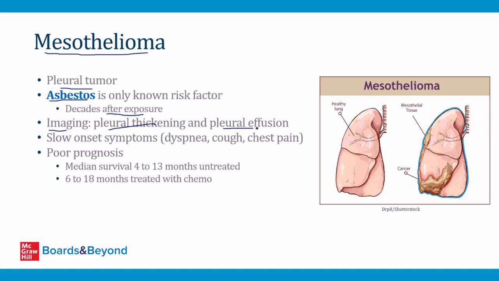a pleural effusion. Patients usually present with a slow onset of symptoms like dyspnea, cough, and chest pain. These are all related to thickening of the pleura and pleural effusions developing. And overall, mesothelioma has a very poor prognosis. The median survival is 4 to 13 months if it's untreated, but even with treatment, the survival is usually about 6 to 18 months. And that concludes our module on pleural disease.